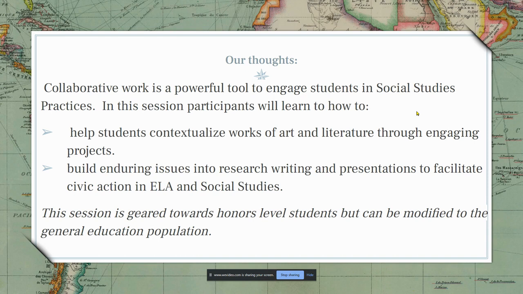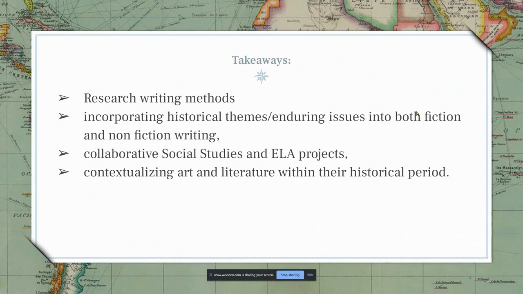All three models that we will show in this session are more geared towards honors level students, but definitely could be modified for general education populations. So what our hope is that you will take away from this are some research writing methods, ways to incorporate enduring issues into different modalities of writing, both fiction and non. We'll show you a variety of social studies and ELA projects that we have done together, and then contextualizing art and literature within their historical periods.